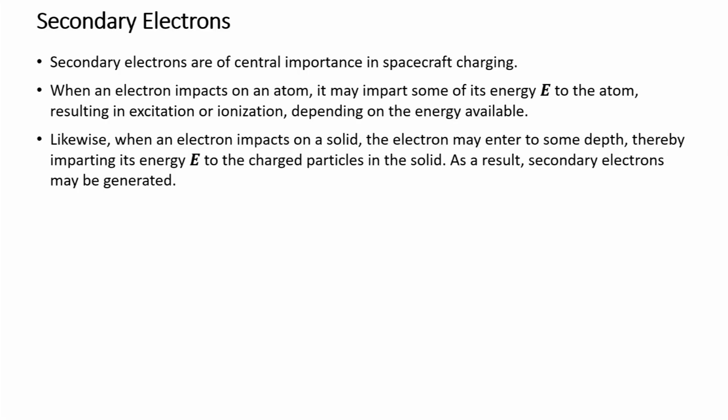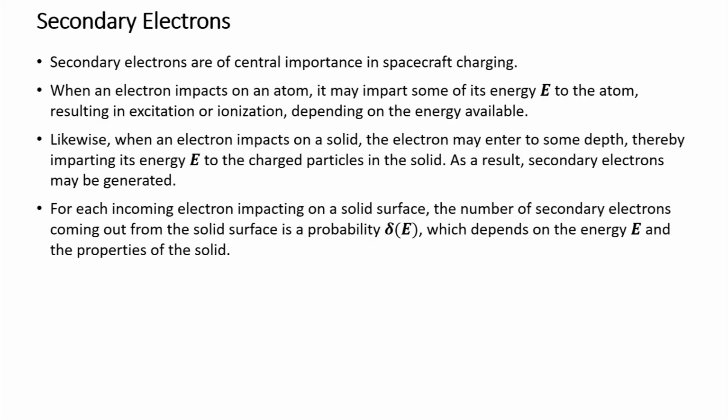In our spacecraft, a similar thing happens. When an electron impacts a solid, that is, the solid surface of the spacecraft, the electron may enter to some depth and impart its energy to the particles, which become charged particles. As a result, secondary electrons may be generated. We will see what that condition is. It means one primary electron comes in and can give rise to a number of electrons which may leave the surface of the spacecraft.